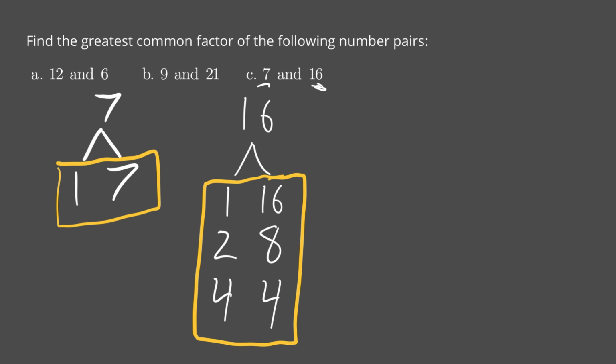And we go through the list, and we see if there are any numbers that they share, and the only number that they share is 1. Therefore, the greatest common factor of 7 and 16 is 1.